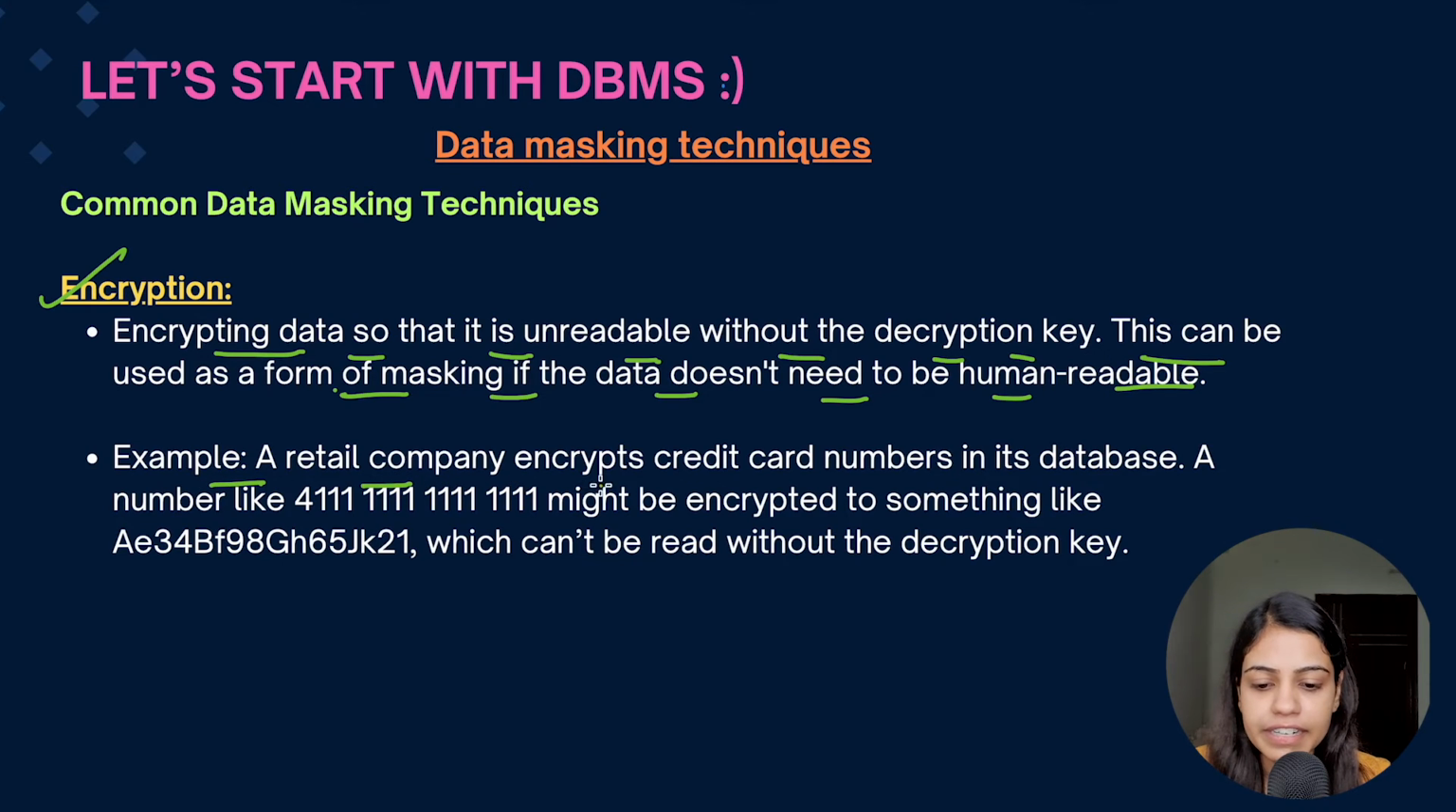So for example, a retail company encrypts credit card numbers in its database. A number like 411111 might be encrypted to something which has random characters, alphabets, special characters and much more, which can't be read without the decryption key. So once we have the decryption key, only then we can read this data.